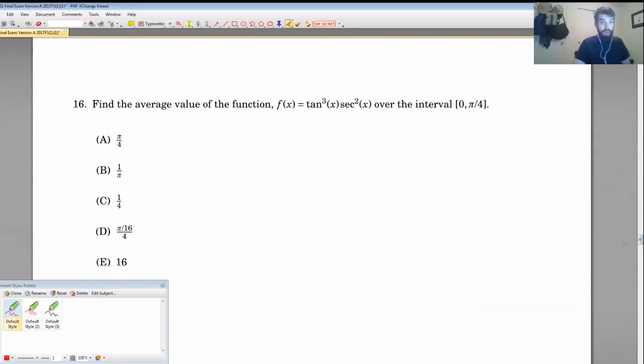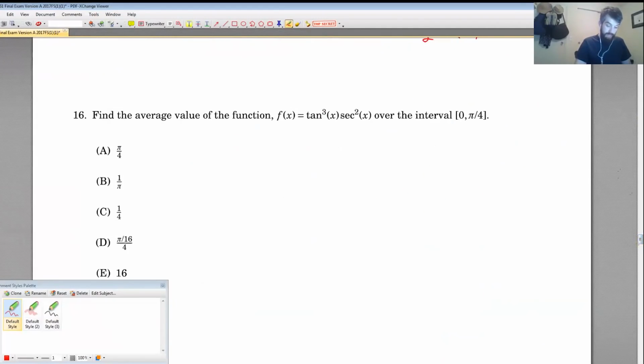Here's another U-sub one. I think that, what was I going to say? For average value, the big thing we can do. It's another pi over 4. There's pi over 4s everywhere on this test. Can't deal with it. Apparently that must be somebody's favorite number. I'm a pi over 3 person myself, but whatever.